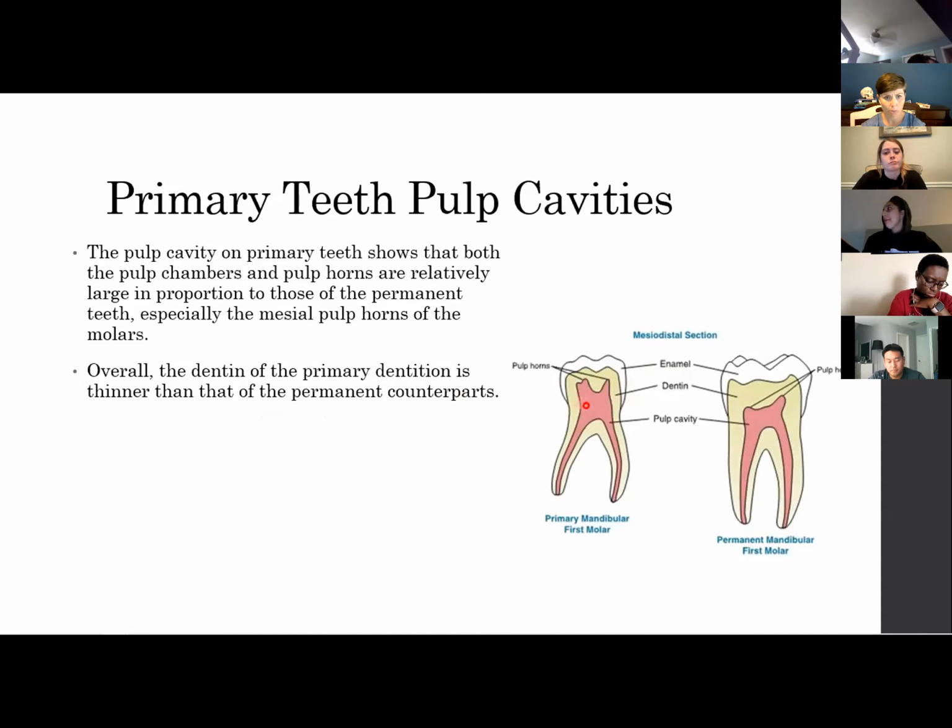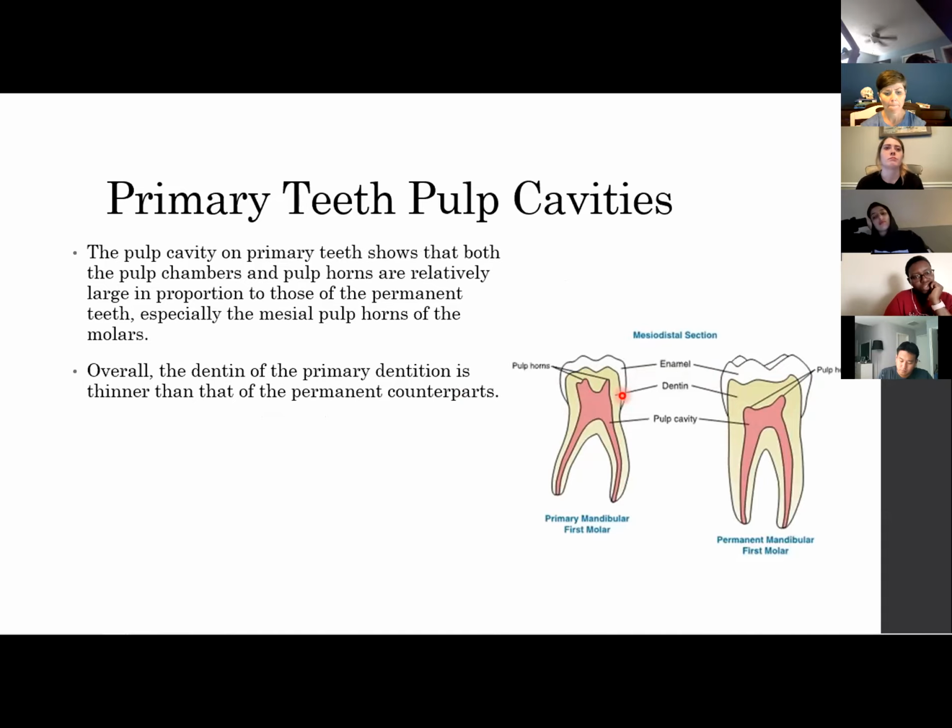You can see the pulp chambers are relatively large in comparison to the permanent. You can see that the enamel is not nearly as thick as the permanent. And then there are usually pulp horns, depending, for the molars, the cusps and such, just like a permanent tooth.